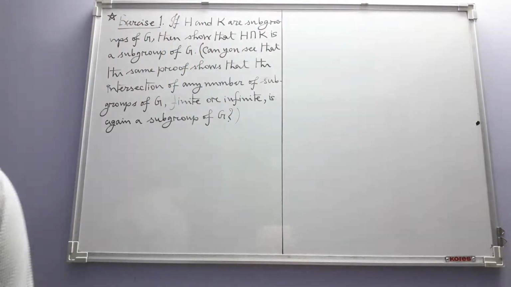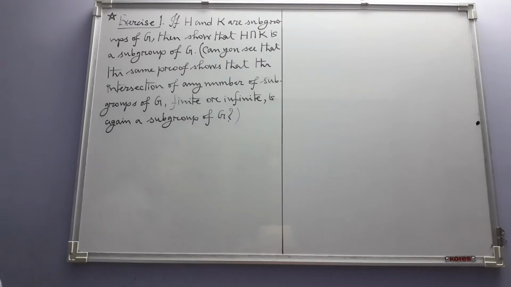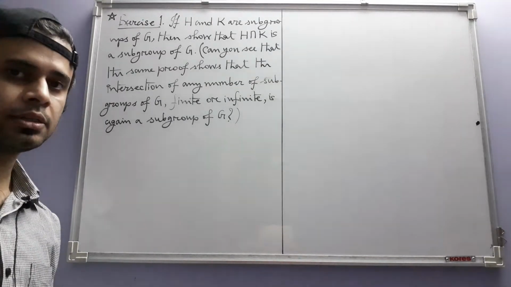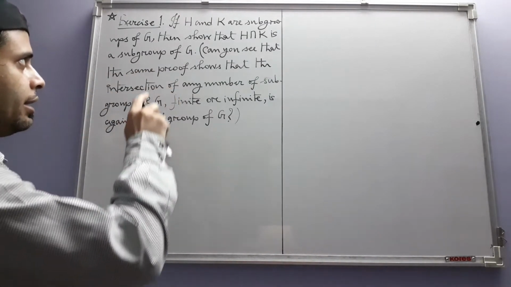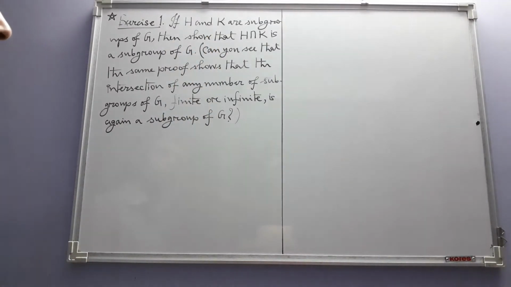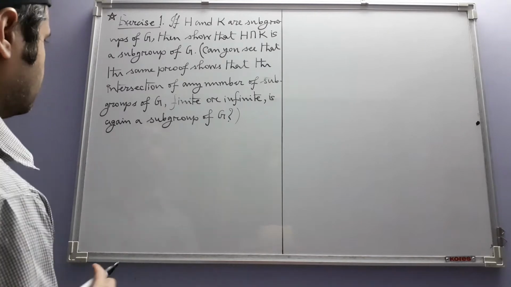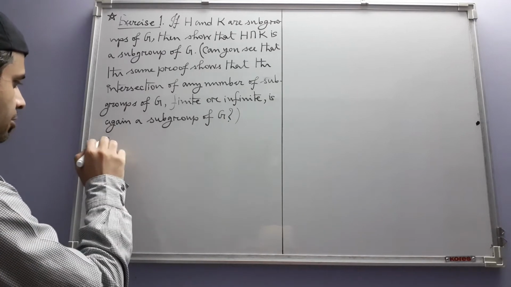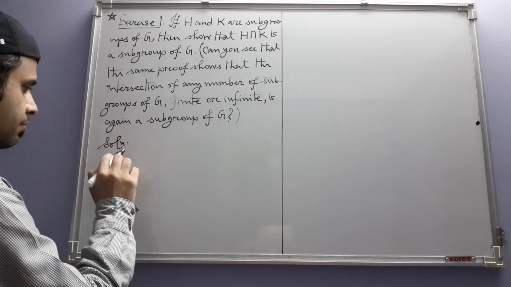Okay, so we are now ready to solve the exercises. The first one tells us to show that the intersection of any two subgroups of a group is a subgroup. Okay, so let us see. Its solution is really very easy.